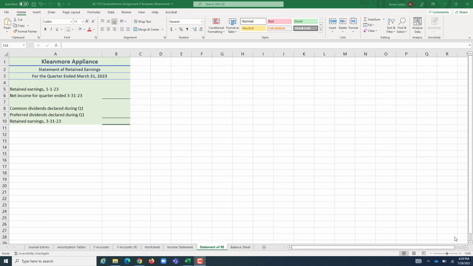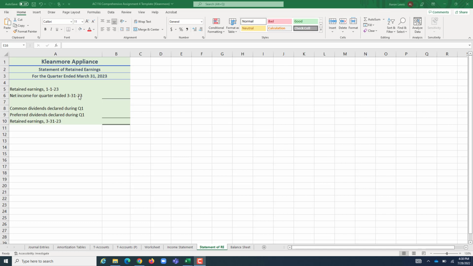Now that Cleanmore Appliance has determined their net income for the period on their income statement, they have that missing piece of information that they need to make their statement of retained earnings. And the statement of retained earnings is the same exact concept as the statement of owner's equity for a sole proprietorship. It's basically tracking the change in your corporation's value during the period.